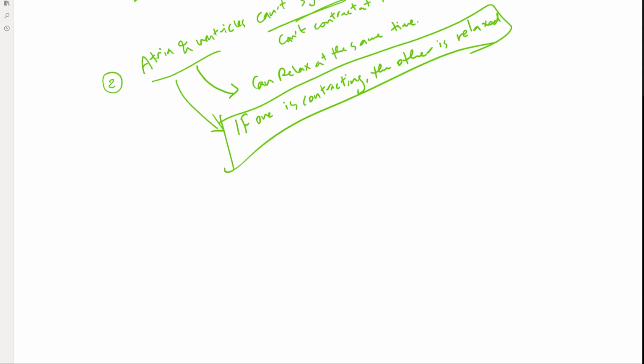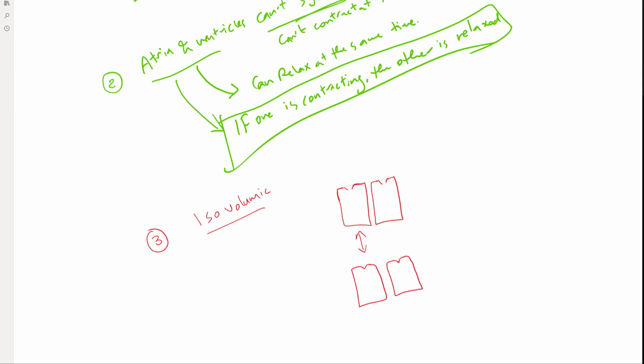The third thing, which is more of a concept regarding a term that we are going to use, is isovolumic. To understand this, we need to think of two chambers, chamber 1 and chamber 2. Both are sitting beside each other. Both have a door, which can open and close, like the valves. I'll draw it closed. So this is when the valves are open. Those are when the valves are closed.